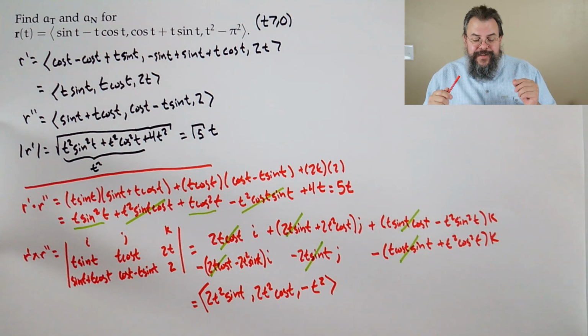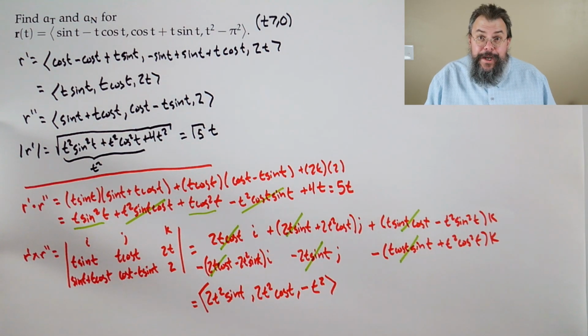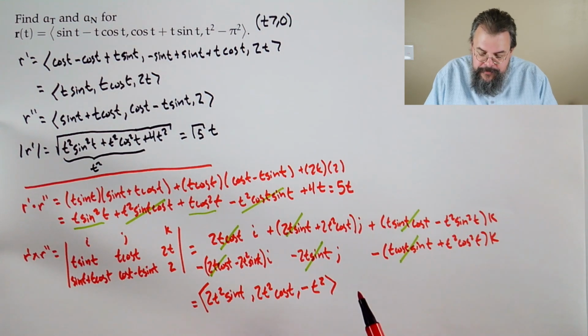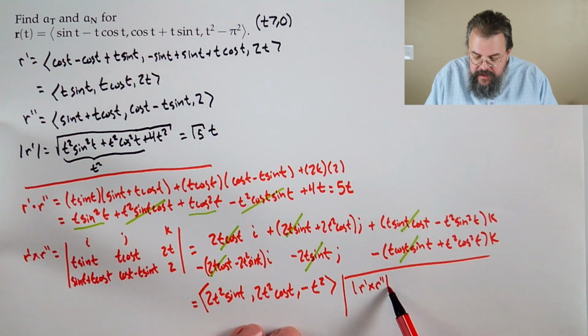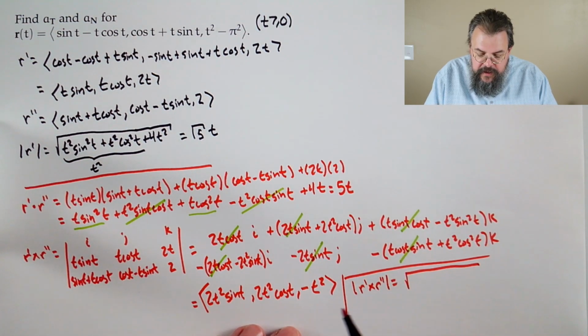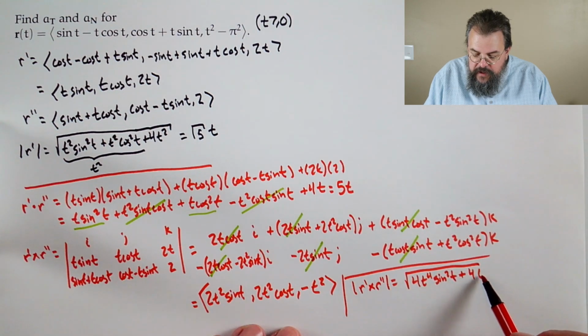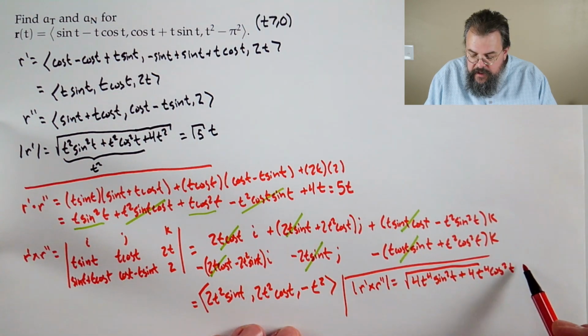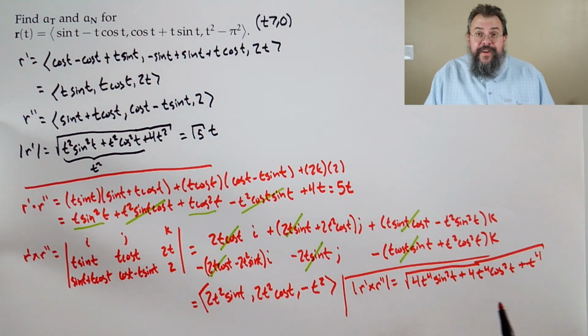Now, what's next? Well, we need to find the magnitude of this. The magnitude of r prime cross r double prime would be the square root of, well, we square every piece: 4t to the fourth sine squared plus 4t to the fourth cosine squared plus t to the fourth. That's what we get when we square every term. Again, sine squared plus cosine squared equals 1.